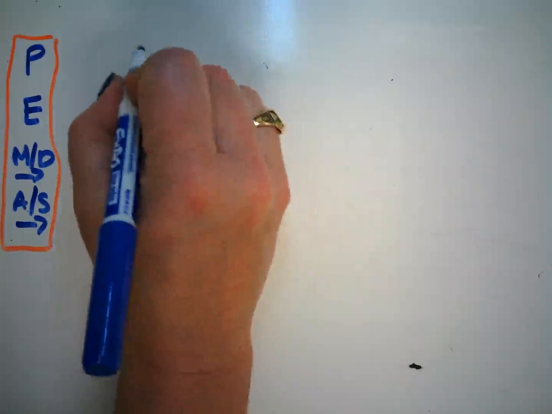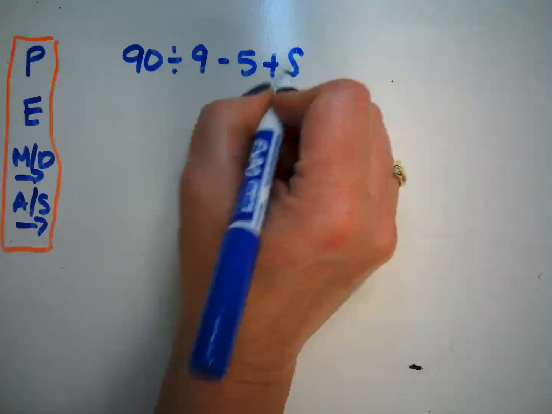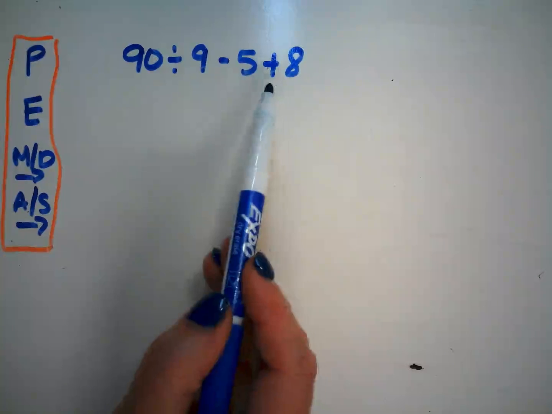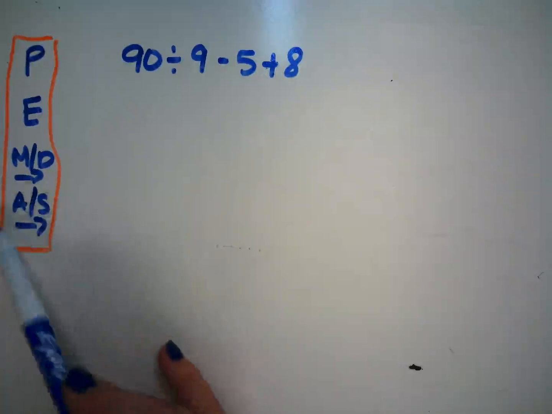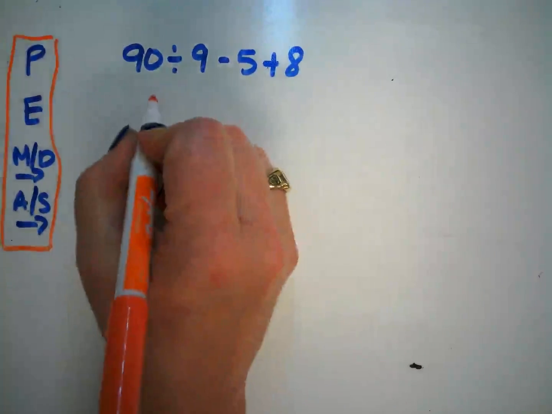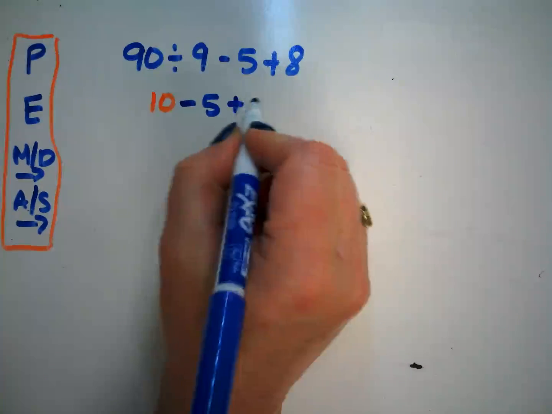So the next problem I would like to try is this one. It is 90 divided by 9 minus 5 plus 8. All right, order of operations. We've got division, subtraction, and addition here. Order of operations tells us that division is going to come before addition and subtraction. So we're going to divide first, and that becomes 10. Everything else stays the same.